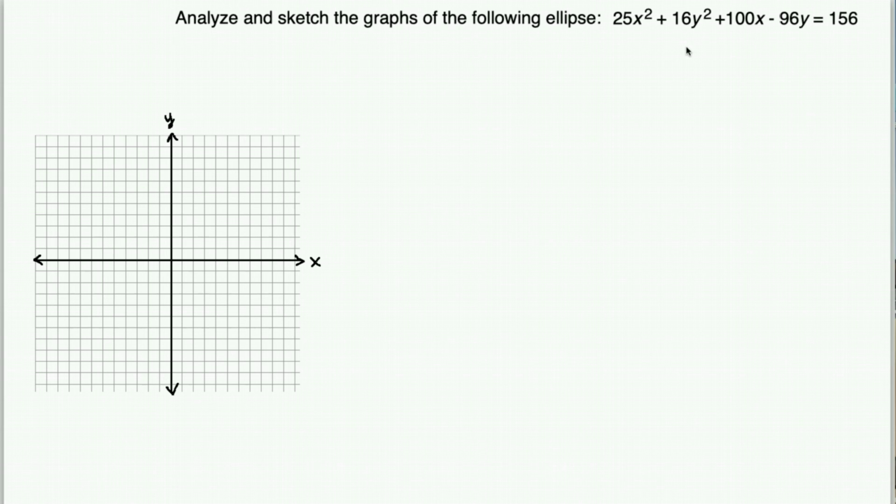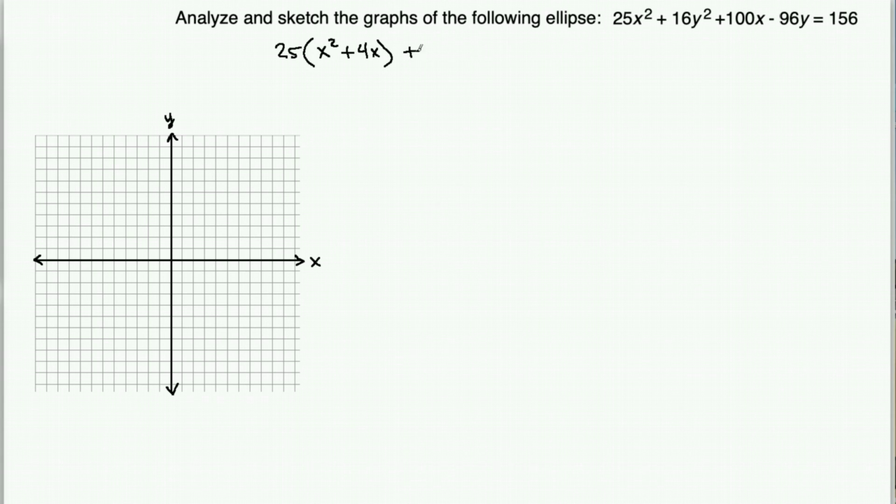Okay? So what we want to do is combine the x's together, right? So we want to put 25 and then x squared, and we want 100x, so we need plus 4x because that will be multiplied by 25 to give us 100x, right? So we're basically factoring 25x squared plus 100x together, like that.